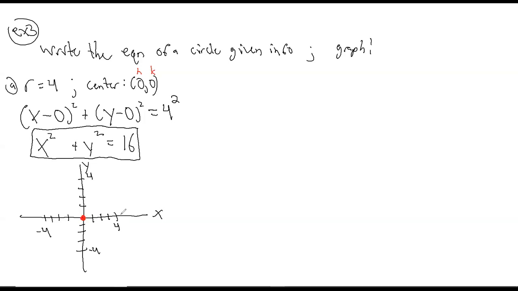So if we start at the center and go right 4, we end up with this point. If we start at the center and go left, we'll get this point. If we start at the center and go up 4, we get this point. If we start at the center and go down 4, we get this point. Kind of looks like we're going to draw a plus sign, but that's not what we're doing. We're supposed to be drawing a circle. So connect these 4 points in a nice circular arc as best as you can.